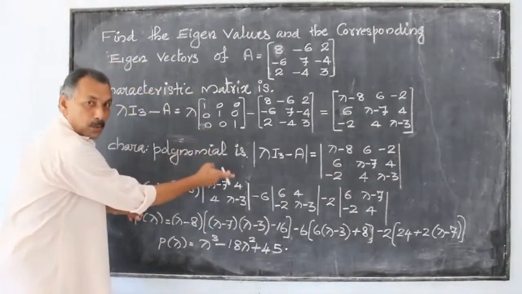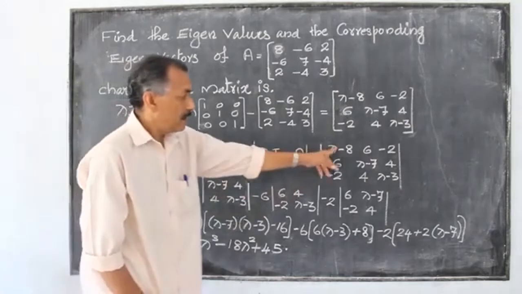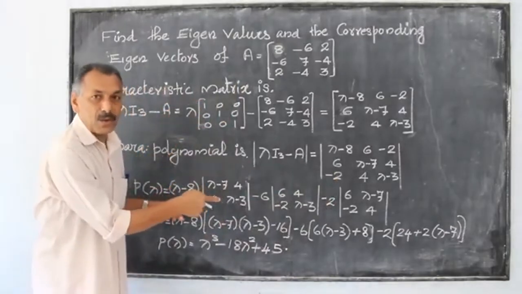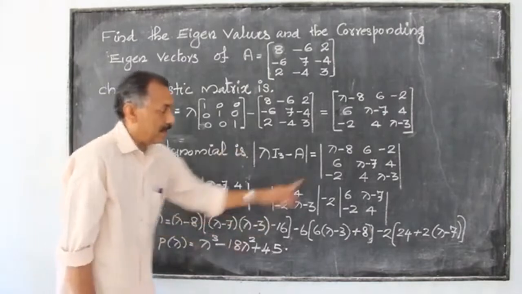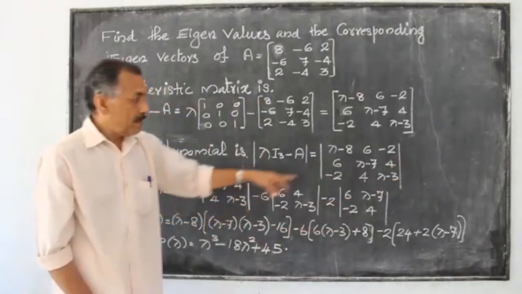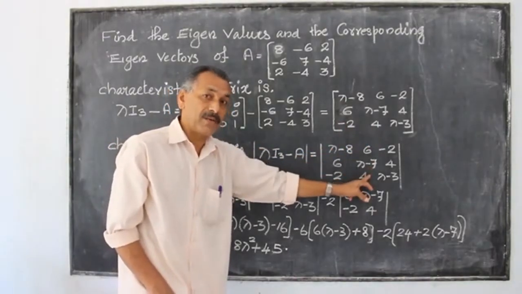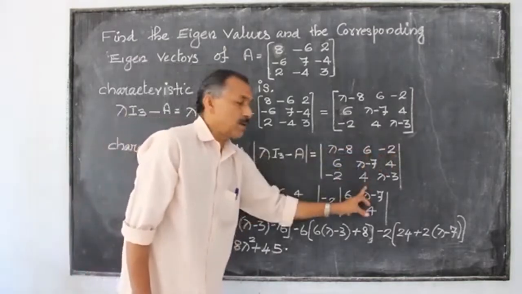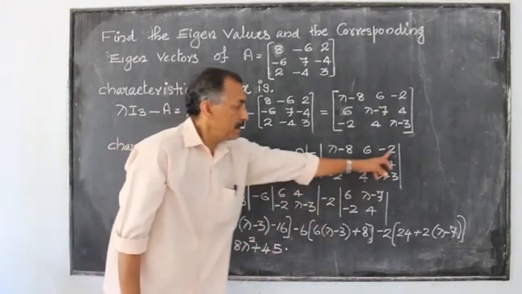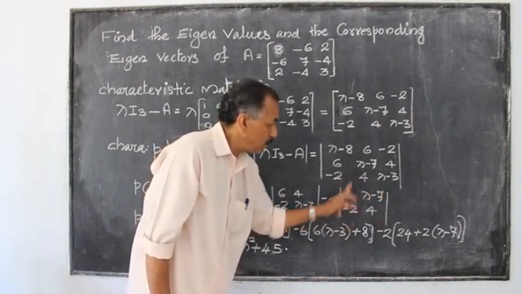The characteristic polynomial P of lambda is equal to lambda minus 8 into the determinant obtained by deleting the first row and first column, that is [lambda minus 7, 4; 4, lambda minus 3]. Then the next element, 6, with sign minus 1 raised to 1 plus 2, so minus 6 into the determinant [6, 4; minus 2, lambda minus 3], deleting the first row and second column. Then minus 2 into the determinant [6, lambda minus 7; minus 2, 4], deleting the first row and third column.